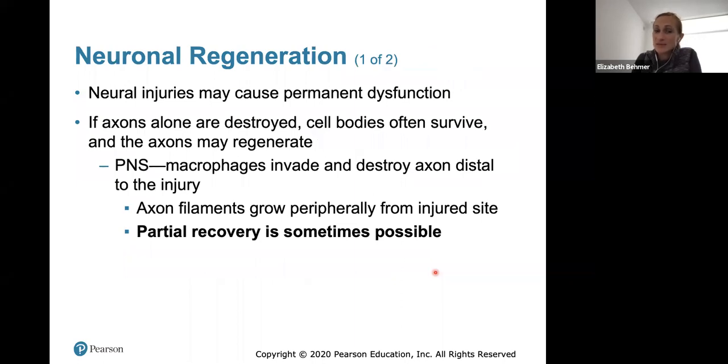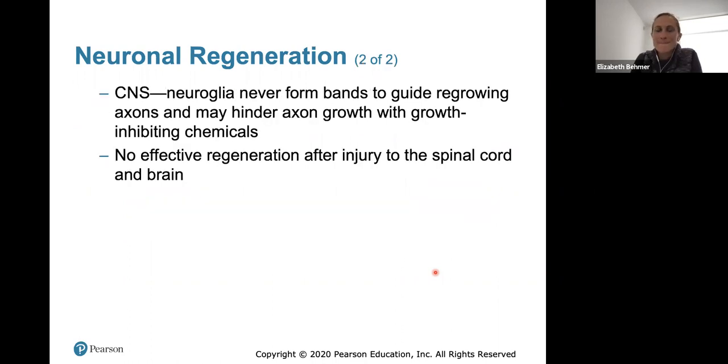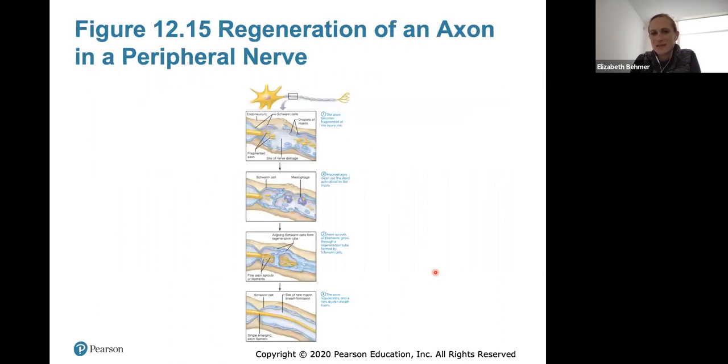Neural injuries may cause permanent dysfunction. If axons alone are destroyed, the cell bodies can often survive and the axons might regenerate. In the peripheral nervous system, usually macrophages will invade and destroy an axon distal to the injury, so the axon filaments will grow peripherally from the injured site, and partial recovery is sometimes possible. In the central nervous system, neuroglia never form bands to guide regrowing axons and may hinder axon growth with growth-inhibiting chemicals. There's really no effective regeneration after injury to the spinal cord and the brain. That's why when people have a spinal cord injury and are paralyzed, there's really no regeneration of nervous tissue to completely fix the problem.